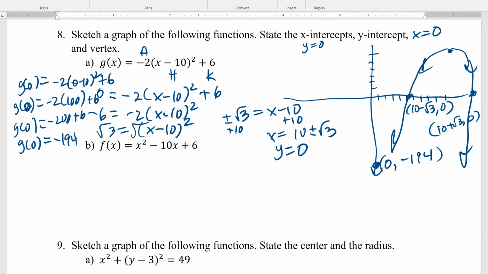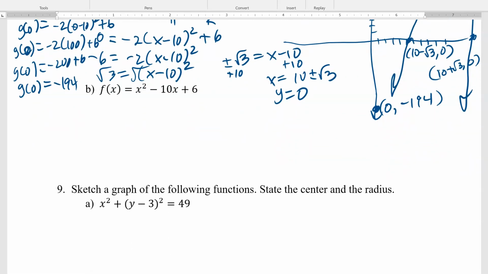On B, how do I get that function if it's not in vertex form? Well, we complete the square first. Taking these two terms, what makes x squared minus 10x? How about (x minus 5) squared? That is just half of our b term. And then bringing it up, negative 5 times negative 5 is plus 25. How do I balance that?